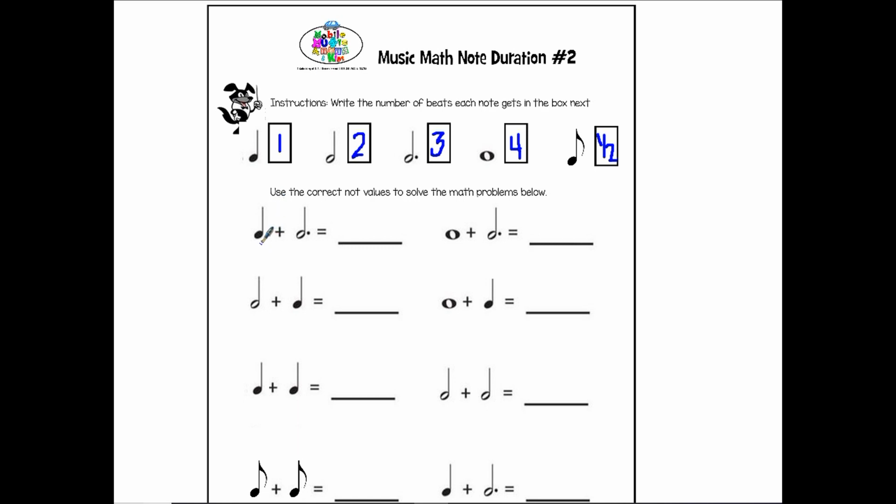A quarter note gets how many beats? 1. I'm going to put 1 here. You don't have to, but for demonstration purposes, or just to make it easy for you, I'll put the 1 there, and then we have a plus. And how many beats does this note get, the dotted half note? Well, if you forget, it's up here. 3 beats. And now all we have to do is complete the math problem. 1 plus 3 is equal to 4.